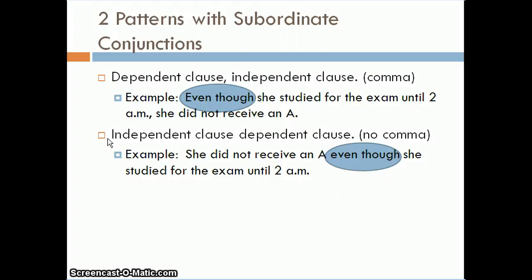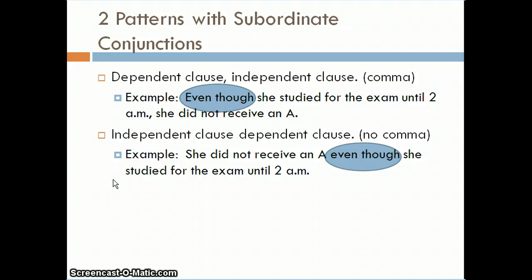The other option is to start with the independent clause. And if we do that, and the dependent clause follows the independent clause, then we don't need to use a comma. So here we have the same two clauses in a different order. She did not receive an A even though she studied for the exam until 2 a.m. So that second clause, even though she studied for the exam until 2 a.m., is still our dependent clause, but it follows the independent clause, so we do not need any commas.